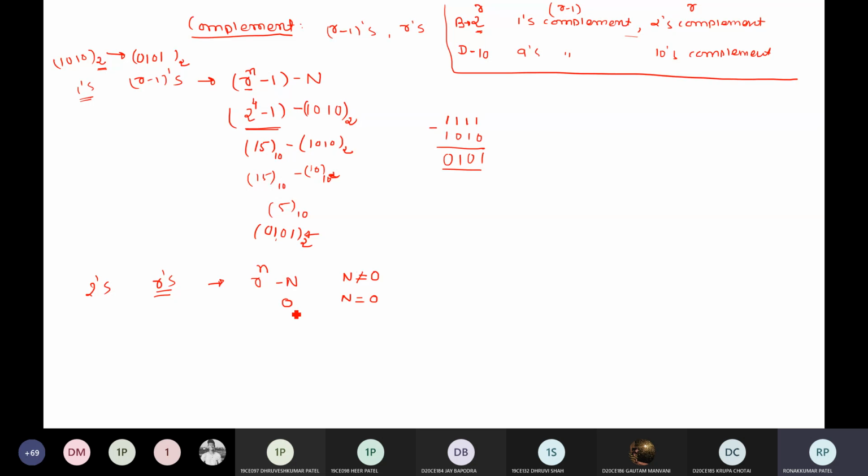If the number is 0, then r's complement is directly 0, okay? If n is not equal to 0, then follow this equation: r to the power n minus N. So now let's do it for the same number, 1010 base 2. So r is the radix, so 2. Small n is the number of digits: 1, 2, 3, 4. So it's 4 minus capital N, your number.